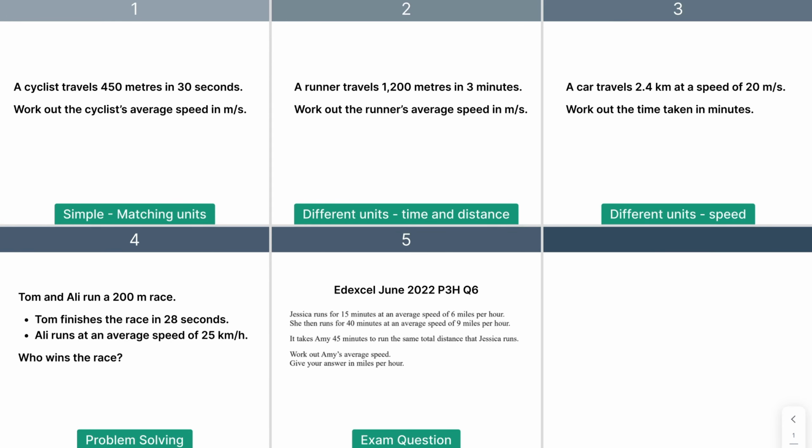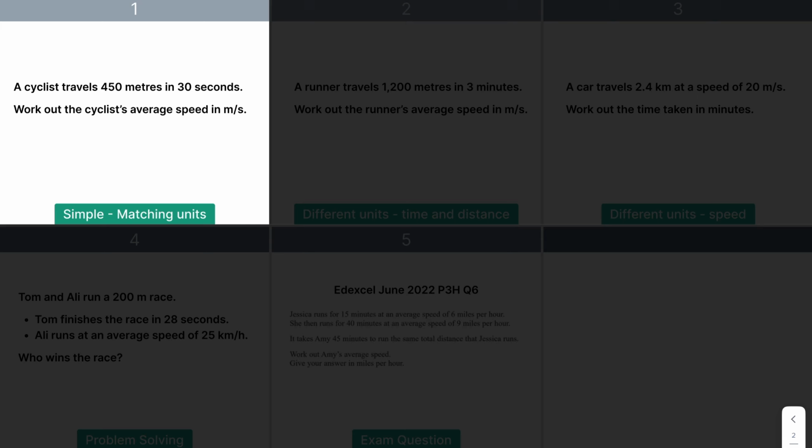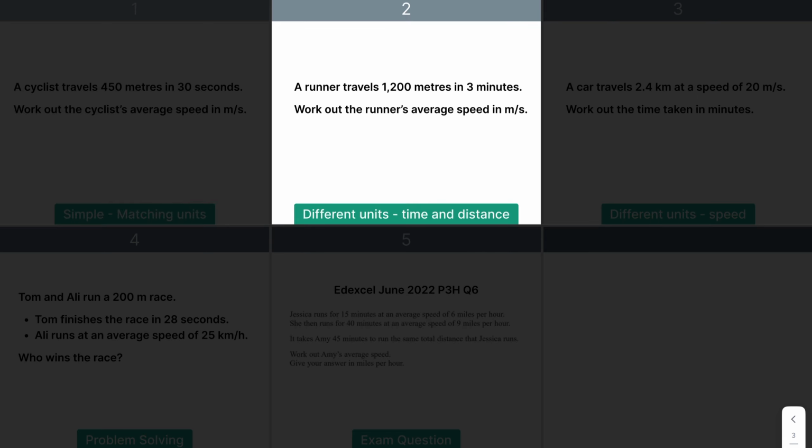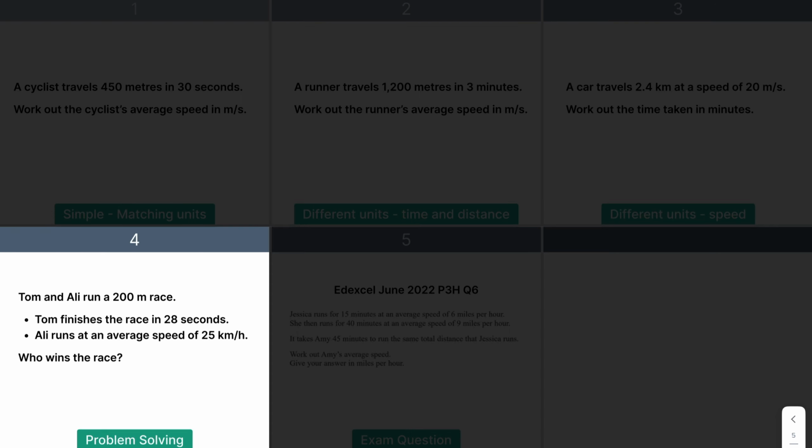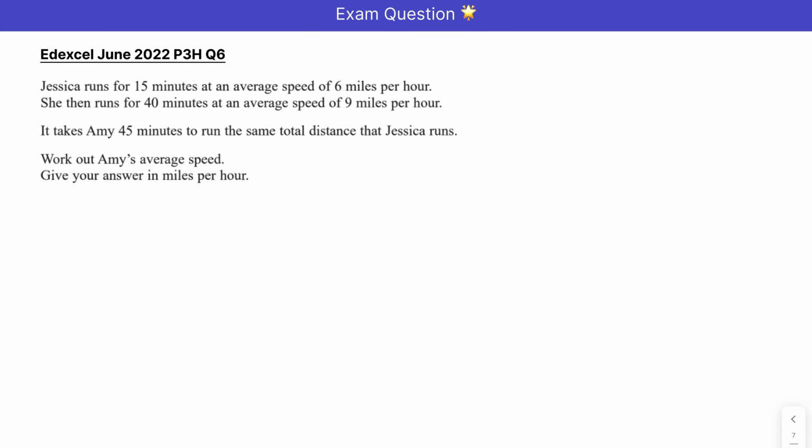And units is what we're looking at in this video with speed. So it's split into 5 parts. We're first going to start off by looking at examples like this, where we're looking at simple conversions with matching units, then looking at conversions with different time and distance units, where we need to convert that before we get the answer. Then we're looking at different units with speed, and then looking at more problem-solving questions, and finally looking at an exam question to wrap up with.